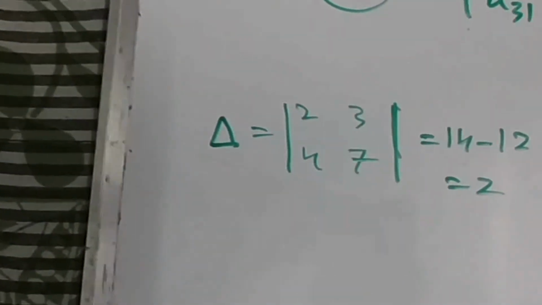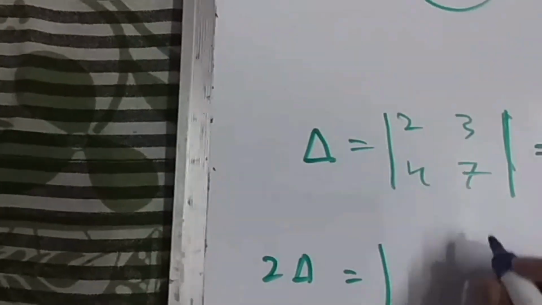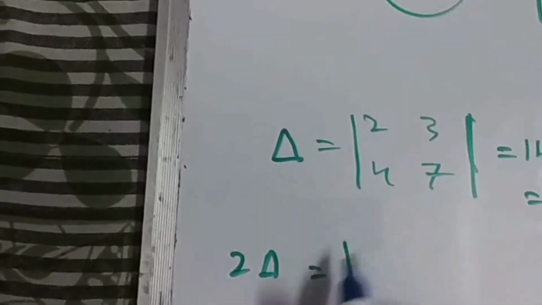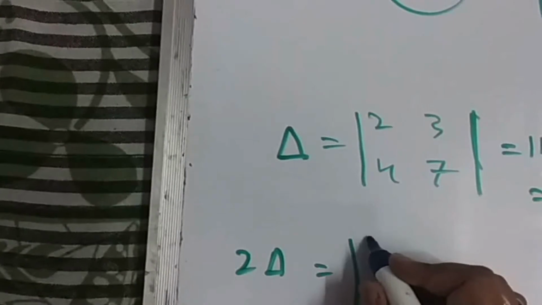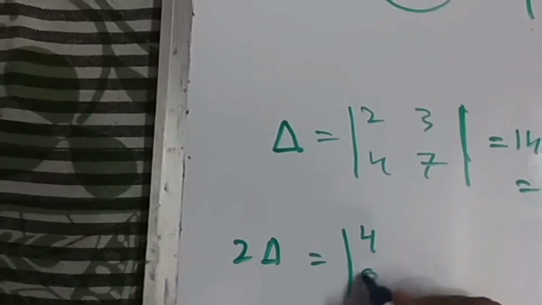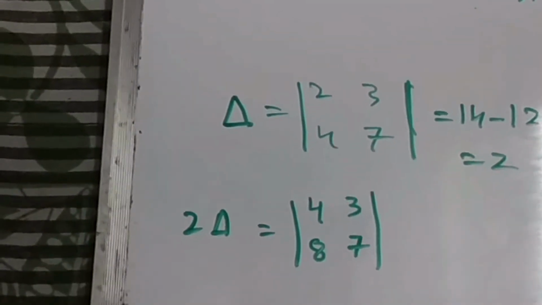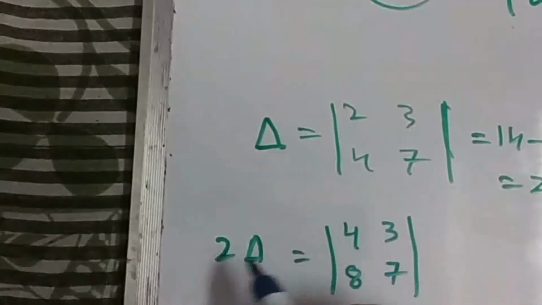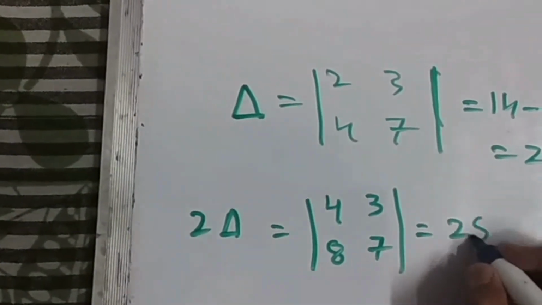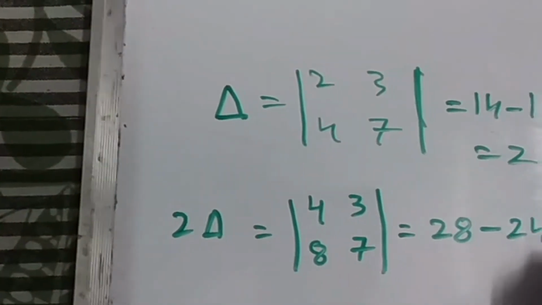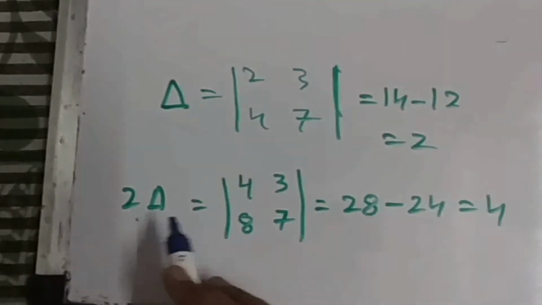Now what I am doing is 2 into del. 2 into del means with any one row or any one column I have to multiply this 2. I am multiplying this 2 with the first column only. So 2 into 2 is 4, 4 into 2 is 8, and the second column as it is. Again calculating the value of the determinant, it is coming 28 minus 24. Look, it is 4 now. It has doubled because I have multiplied by 2, so the value of the determinant is also multiplied by 2.